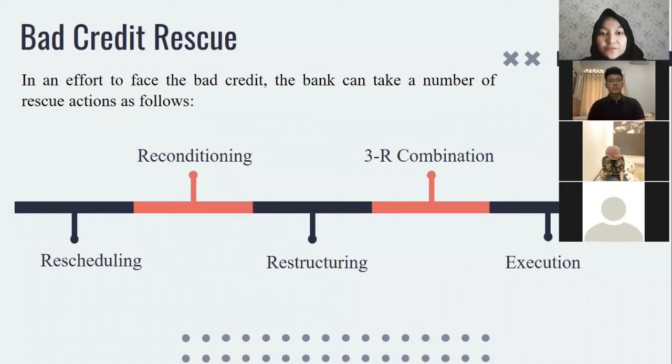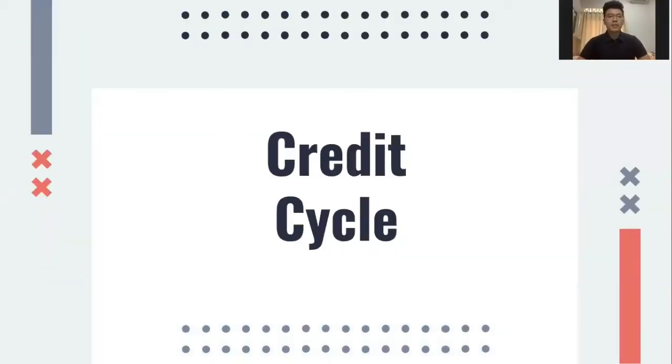In an effort to face bad credit, the bank can take a number of rescue actions as follows: rescheduling, reconditioning, restructuring, or a combination, and execution, which will be explained by Rehan Gali. Okay, the next one is credit cycle.